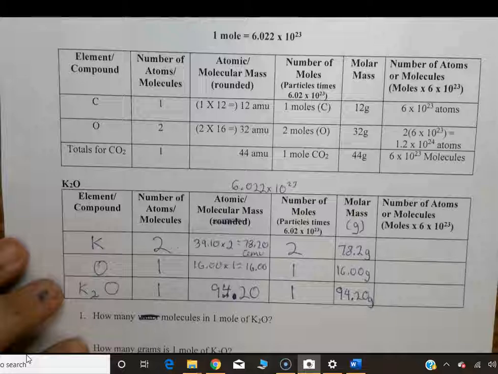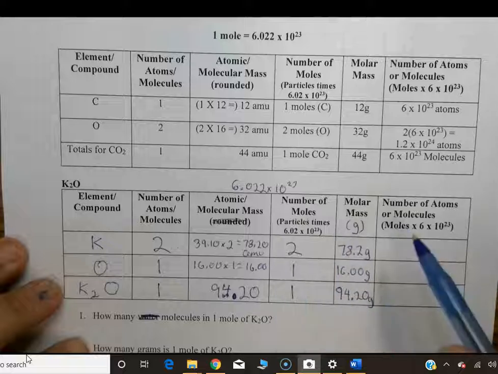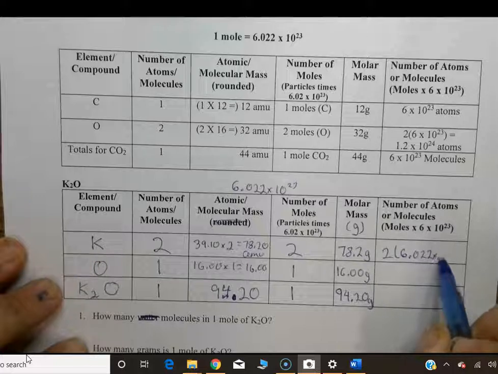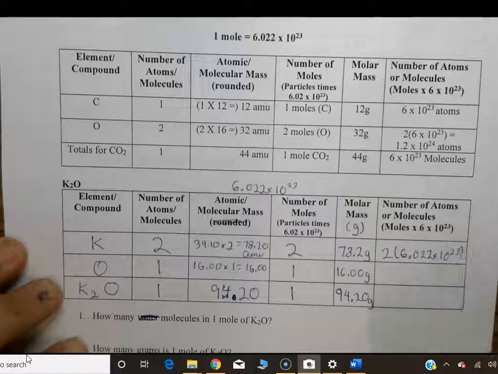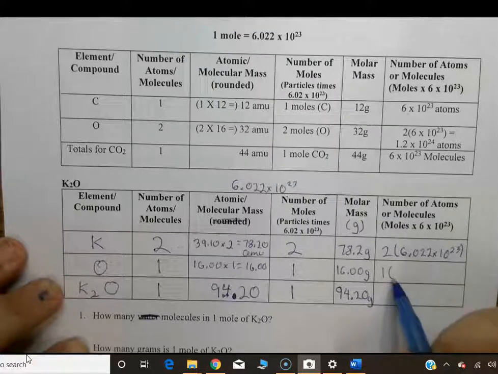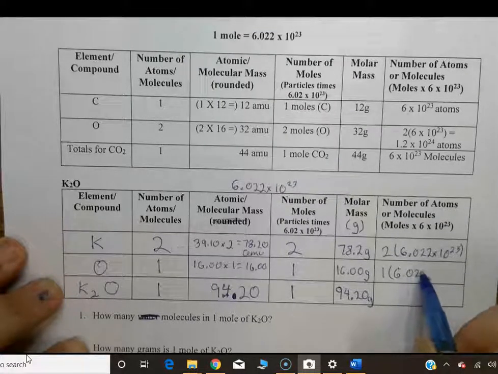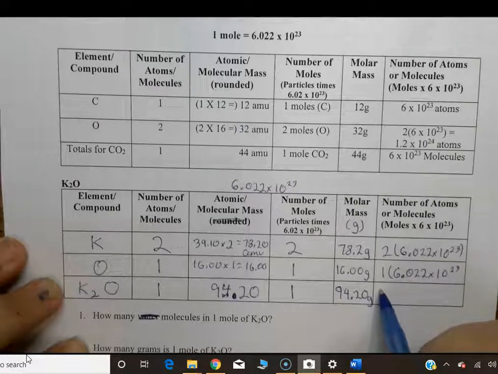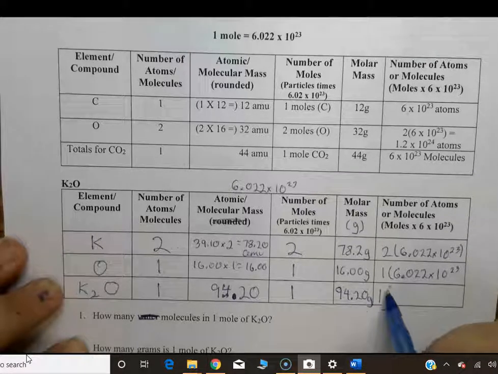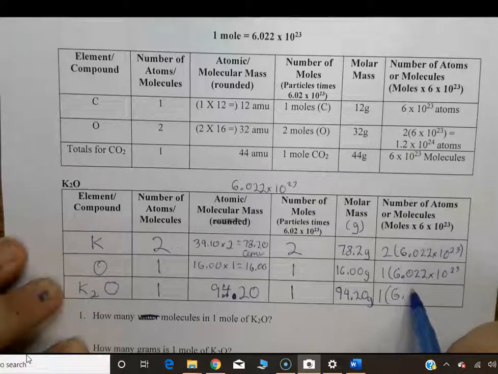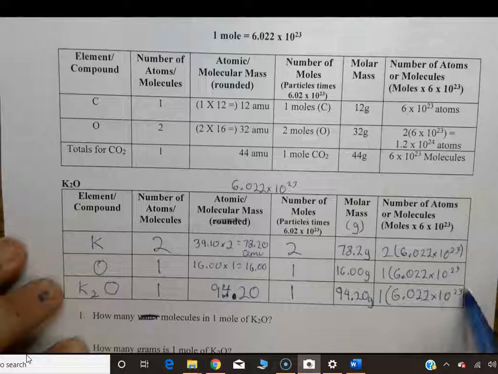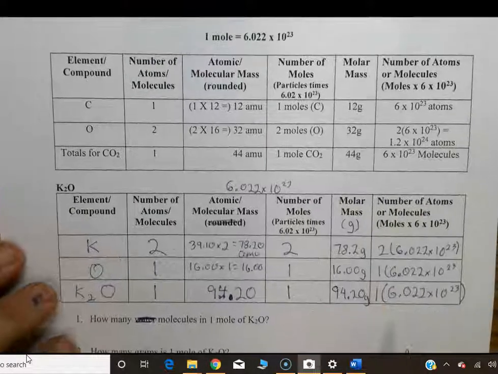Now the last thing I ask you to do is just tell me how many actual particles or atoms or molecules that is. So if it's 2 moles, then it's 2 times 6.022 times 10 to the 23rd. For oxygen, it's 1 times 6.022 times 10 to the 23rd. And finally, for the entire compound K2O, I have 1 mole, so 1 times 6.022 times 10 to the 23rd. Okay, there we go. So we filled out the table just like the carbon dioxide above.